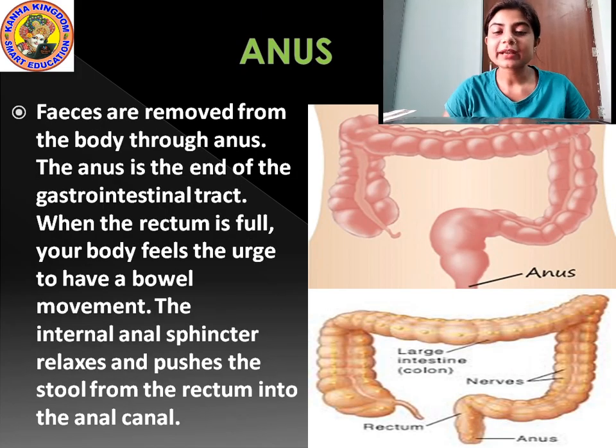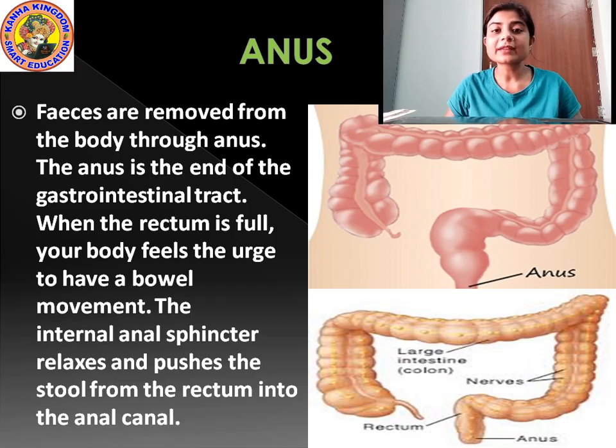So now students, our next organ is the anus. Now what is the function of this anus? Feces are removed from the body through the anus. The anus is the end of the gastrointestinal tract. When the rectum is full, your body feels the urge to have a bowel movement. The internal anal sphincter relaxes and pushes the stool from the rectum into the anal canal. What does it mean? The anus is the last organ of the digestive system.